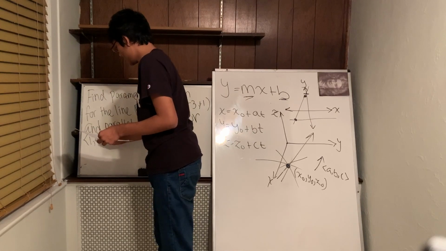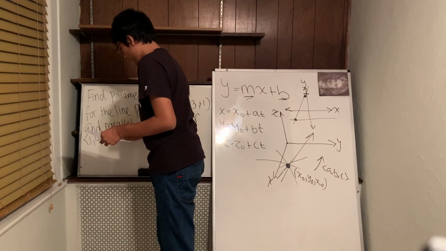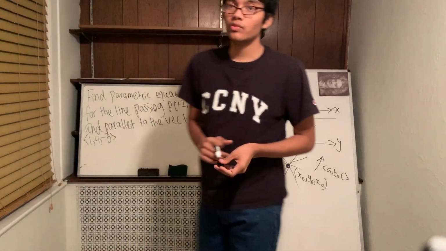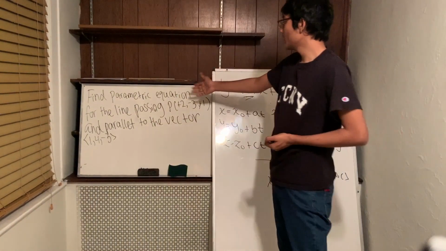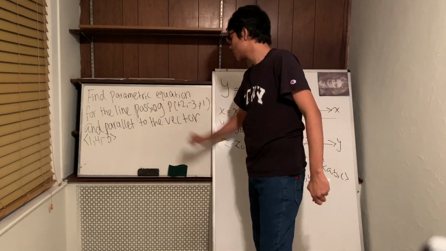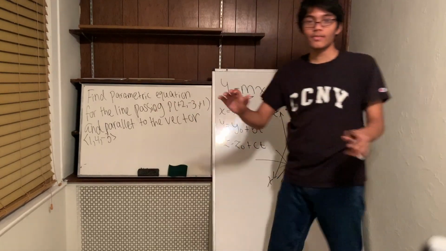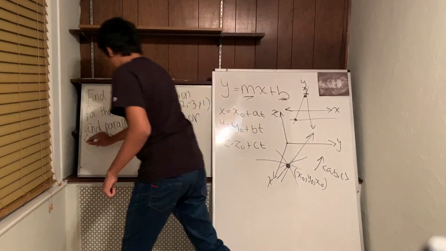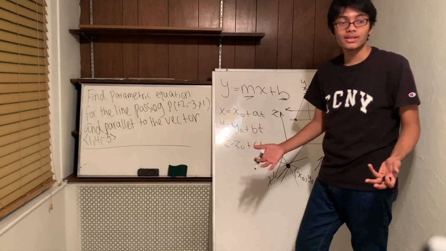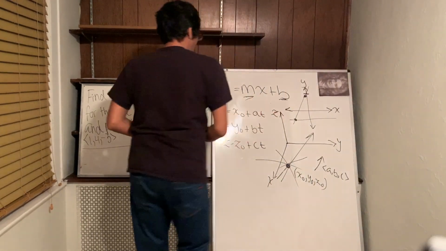So let's go ahead and write that down. 1, comma 4, comma negative 3. Okay. So that right there is our problem. Let's go ahead and read it once more. Find the parametric equations for the line passing through this point and parallel to this vector. Okay. First thing you should do. What's the first thing you should do? First thing you should do is get a picture of this, right? Think about this, right? How does it look like?